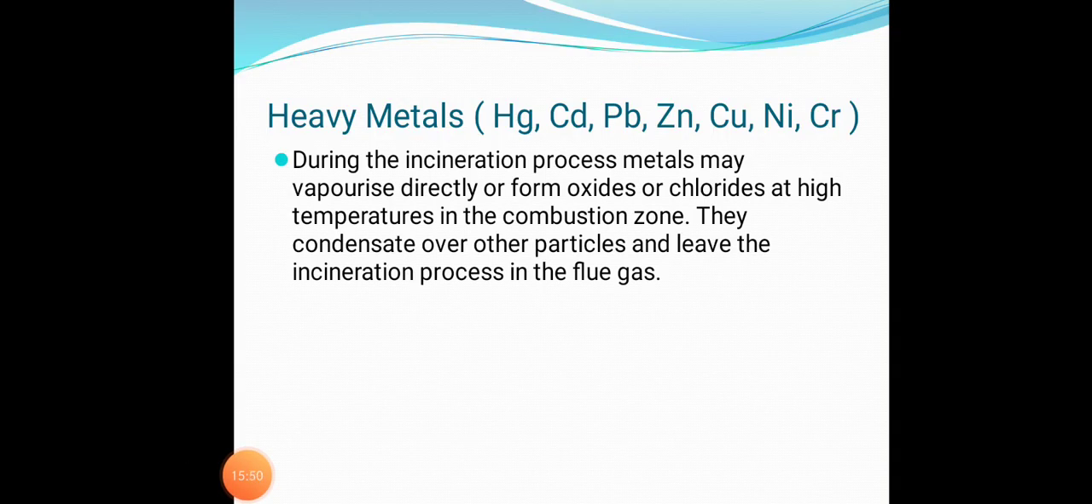Now coming to heavy metals. There are many types available in solid waste in the form of mercury, cadmium, lead, zinc, copper, nickel, chromium, etc. Solid waste contains heavy metals and metallic compounds in the combustible as well as in the incombustible fractions. During the incineration process, metals may vaporize directly, or they may form oxides or chlorides at high temperature in the combustion zone. They condense over other particles and leave the incineration process in the flue gas. These are also very harmful to the atmosphere and may lead to air pollution.